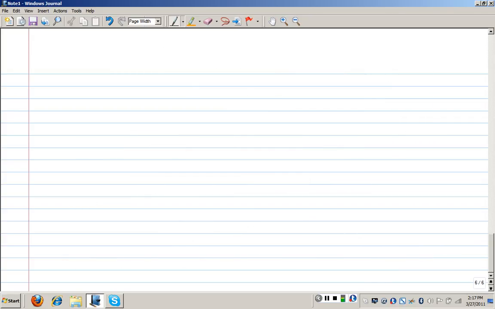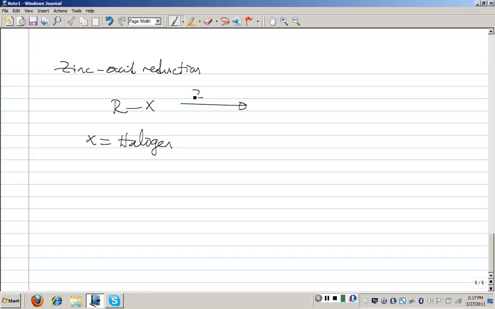Finally, another way of introducing labels is to do what's called zinc acid reduction. If I, for example, take a haloalkane, where X is a halogen, and I treat it with zinc and H+, what I'll get is RH plus zinc 2+ plus the halide ion. That's a standard reaction. So this is a way of reducing, because I'm going from the alcohol level down to the alkane level.